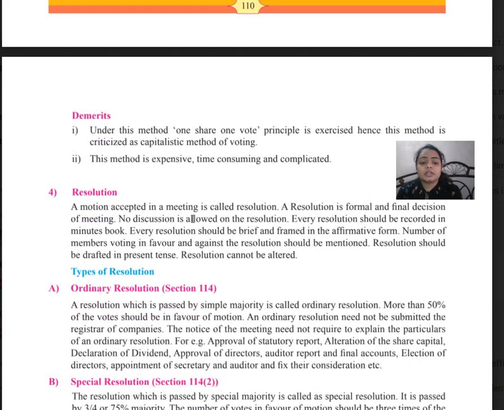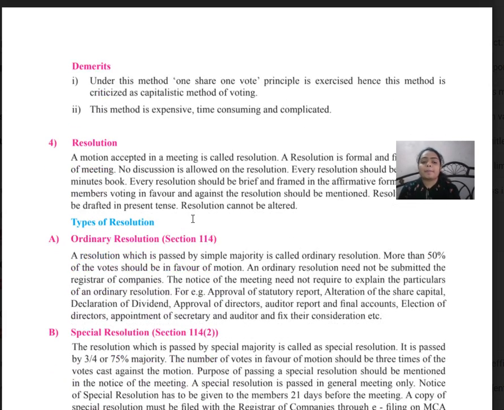Now, next, types of resolution. First is the ordinary resolution. Section 114. A resolution which is passed by a simple majority is called an ordinary resolution. More than 50% of the votes should be in favor of the motion.